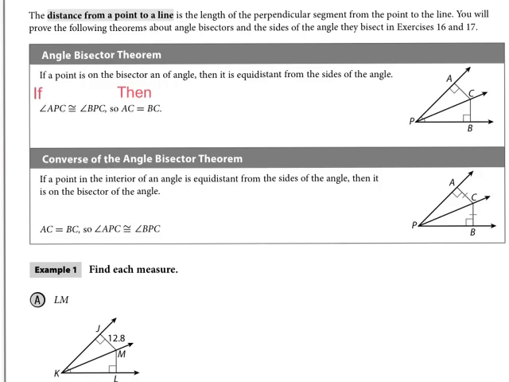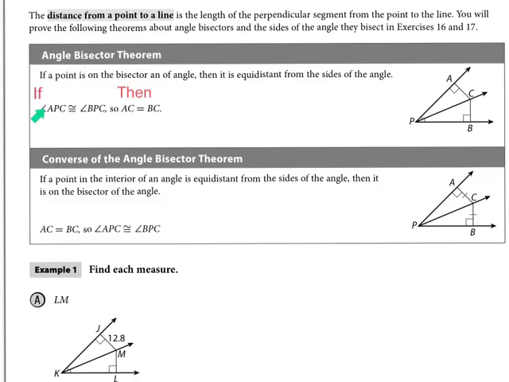As you can see from your lesson, the Angle Bisector Theorem says that if a point is on the bisector of an angle, that's this point here, C, then C would be equidistant. Remember, that means the same distance from each side. So it would be the same distance from C to A as it would be from C to B. And you can see that here as an example in the math when it's written.